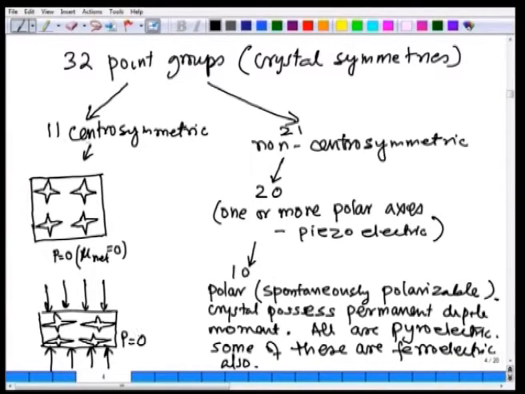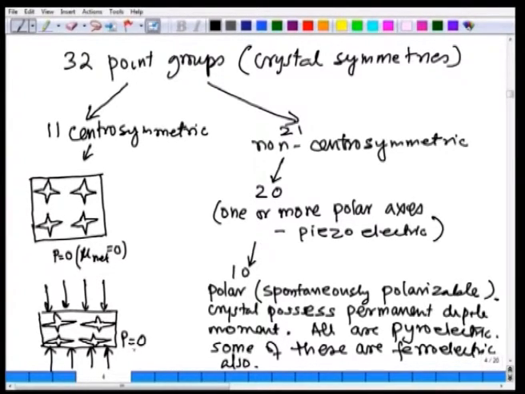This is the nature of the centrosymmetric structures: if you apply electric field or stress, there is no change in polarization. Whereas in a piezoelectric material we expect that when you apply stress, some polarization must be generated, and that we will see comes because of non-centrosymmetry. But if it is centrosymmetric, like these 11 point groups, for example a cubic material, even if you apply stress, polarization will be 0.